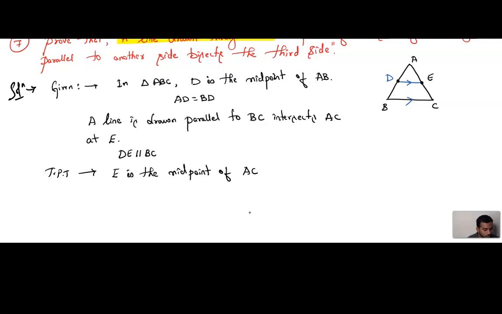Now we have to prove this. Now this is the proof. To prove this, what I will do here is very simple logic. Now what we know earlier, D is the midpoint of AB. I am right? Now here we know that AD is equal to BD. That is given.